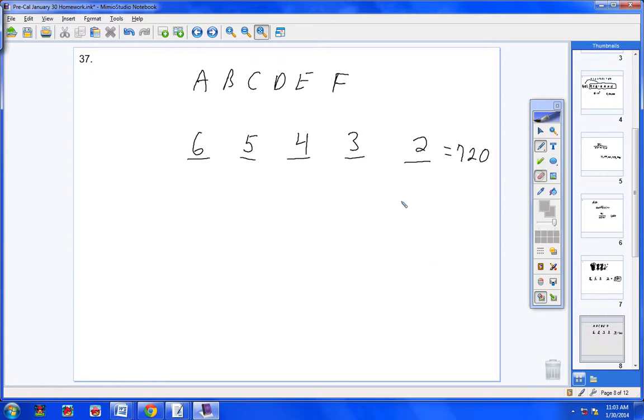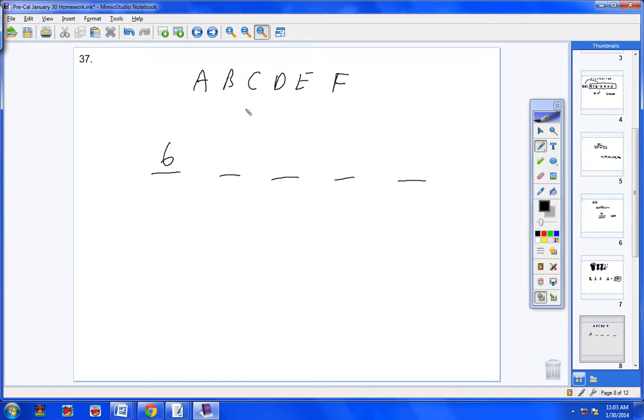Okay? Now let's look at option B. Option B is there can be repeats. Okay? If there can be repeats, then I would have six options. Then I could use that same one again. So six more options, then six more, and six more. So your answer would be 6 to the fifth power, which is 7,776. Okay?